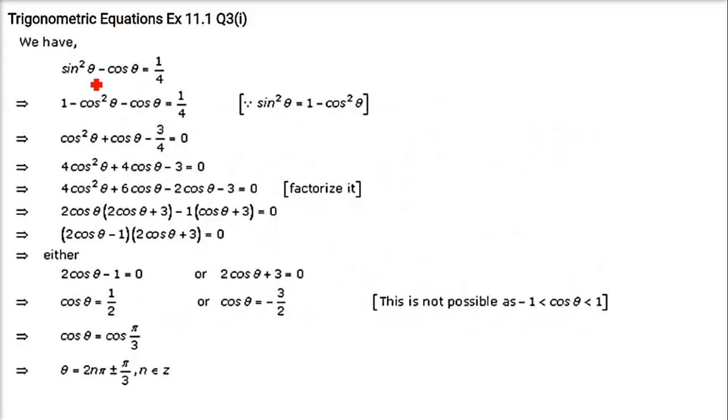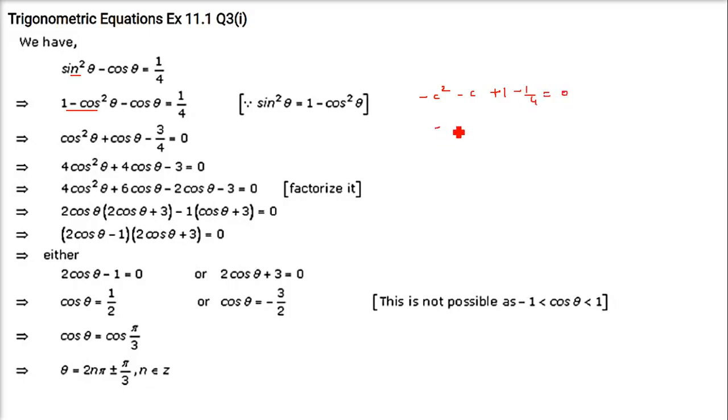Sin square theta minus cos theta is equal to 1 by 4. Now here we will put sin square theta as 1 minus cos square theta. We'll try to make it a quadratic equation. So we have put sin square theta as 1 minus cos square theta, then minus cos theta is 1 by 4. Now this minus cos square theta, you can write it like this: minus cos square theta plus 1. And I am bringing this 1 by 4 here, so it will be minus 1 by 4.